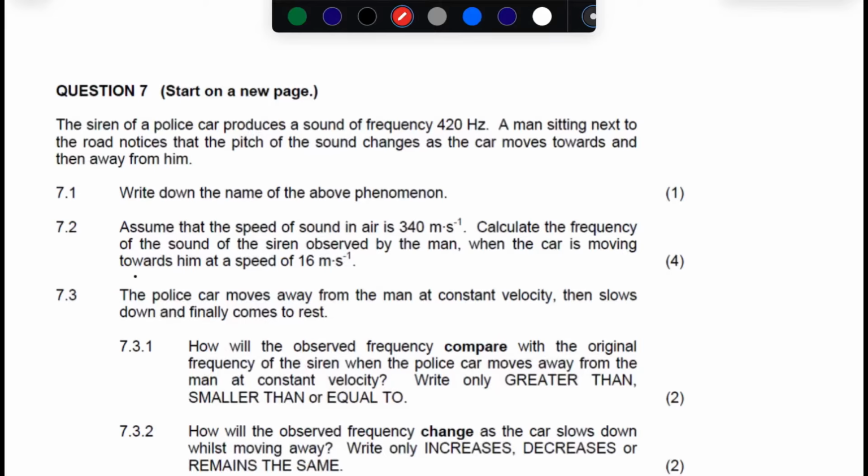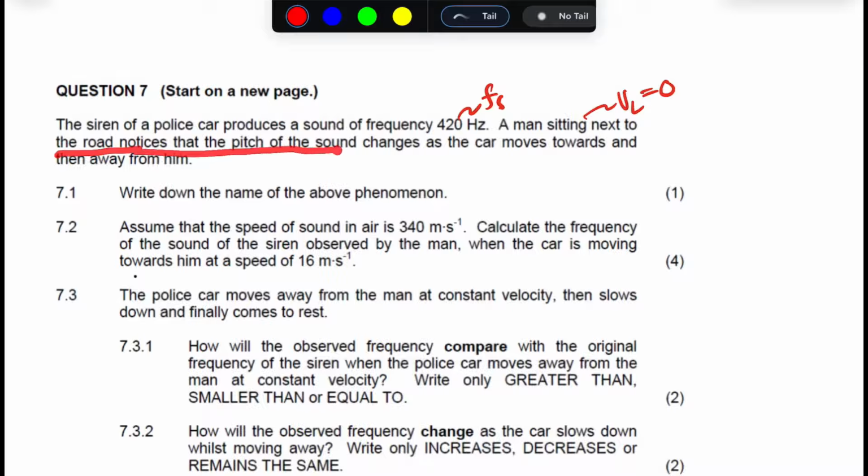This is the Doppler Effect question, and let's cut to the chase. It says a siren of a police car produces a sound of frequency 420. This is the frequency of the source as produced by the police car. A man is sitting next to the road. That's very important. Sitting next to the road means that the listener is stationary, right? It's not moving.